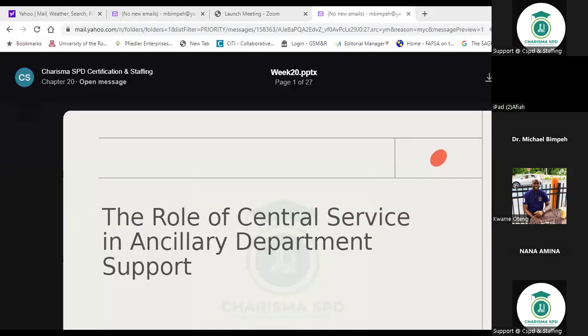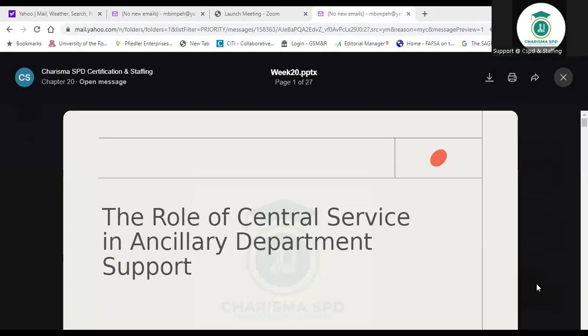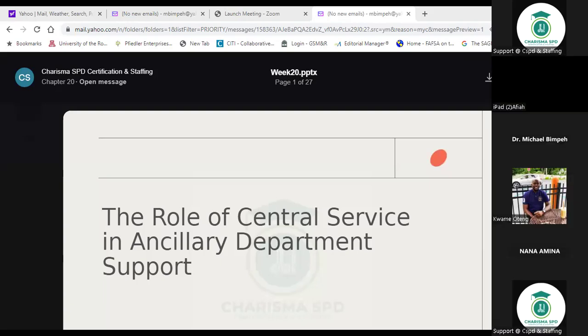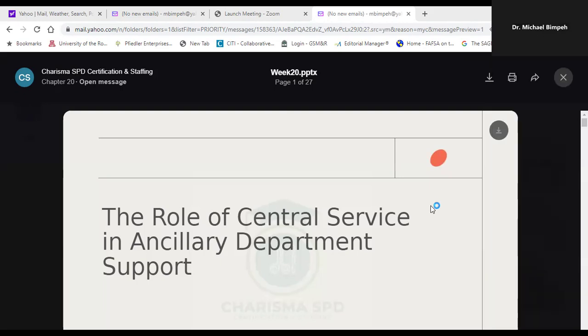So, the role of central service in ancillary department support. When we say ancillary, we're talking about other departments or clinics that we support. The operating room, the OR, is our number one customer. Sometimes we just make it around 90%, depending on the hospital.